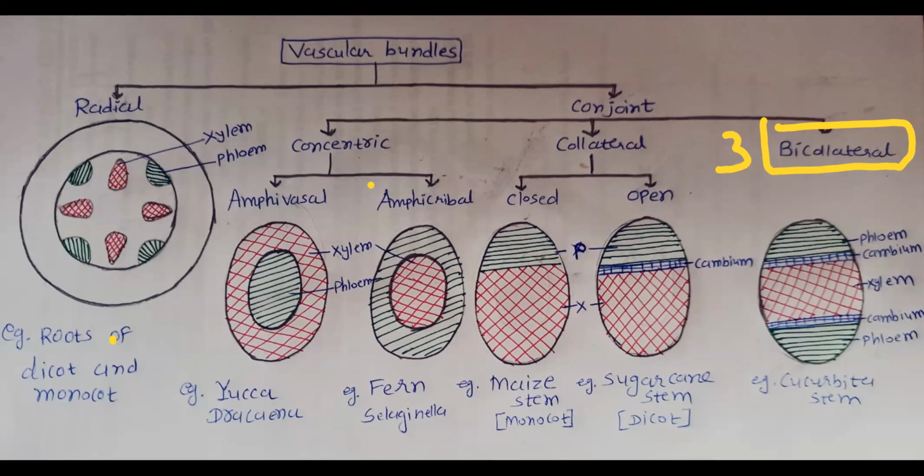Last, bicollateral. As you can see, in the same bundle you have a xylem and phloem together, but actually phloem is in two patches, one on the outer side and one on the inner side, and between each patch of phloem and xylem there is a cambium tissue.